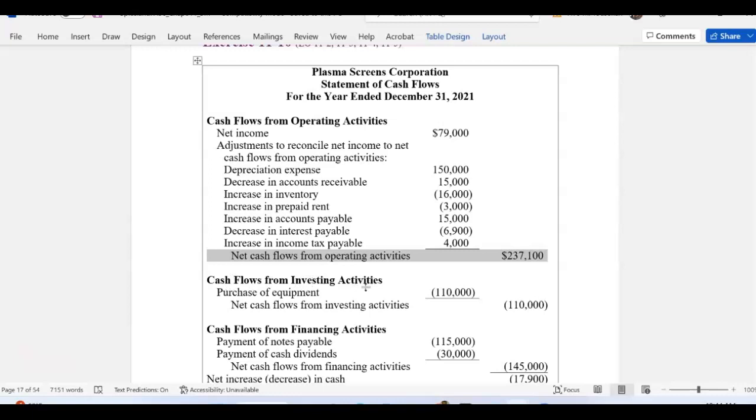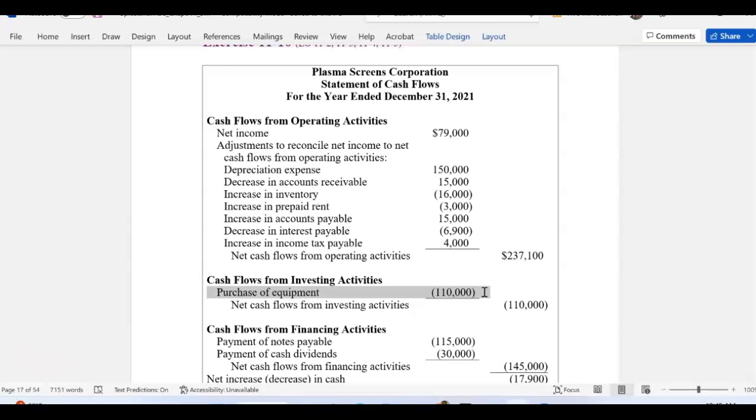The next thing is cash flow from investing activities. Investing activities are those activities where you spend money or cash comes in because of long-term investment, like buying equipment. So if you purchase equipment, obviously you paid cash for it. It's given information to you. And that's why you put it minus 110,000.